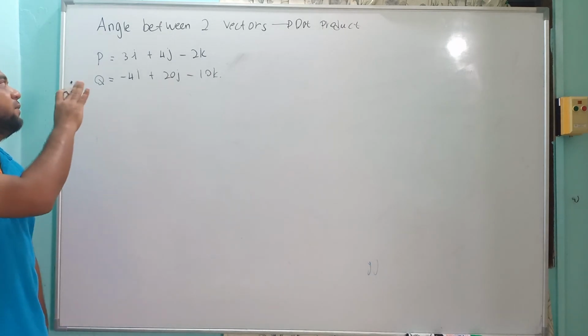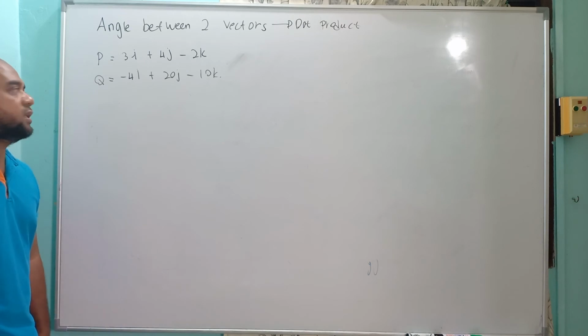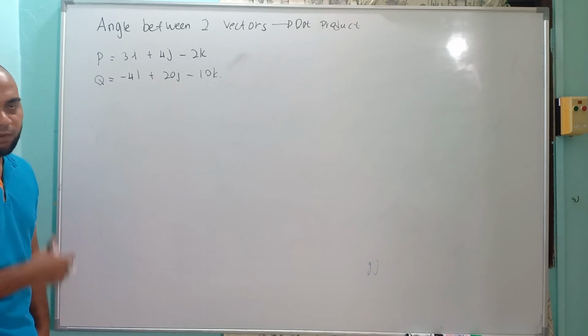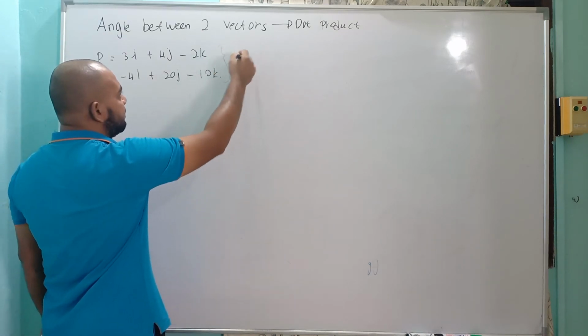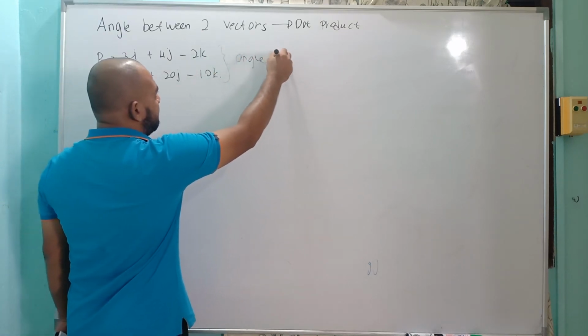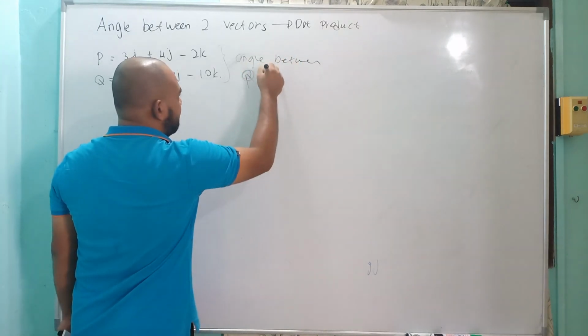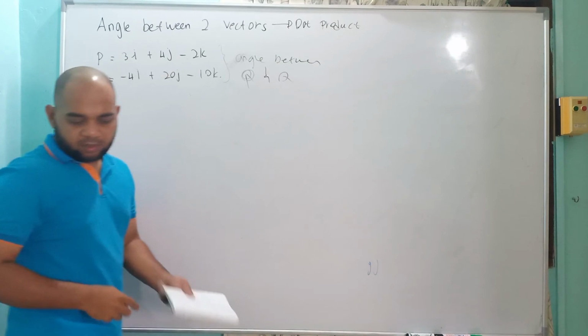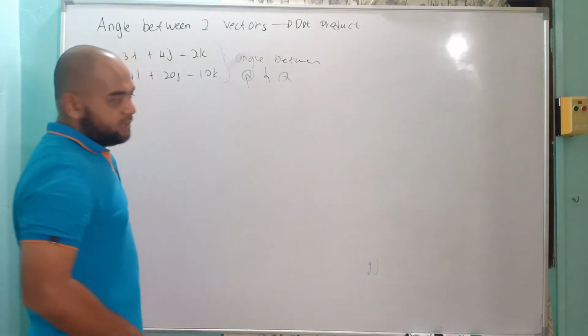For example, here we have the first one, P equal to 3i plus 4j minus 2k, Q equal to negative 4i plus 20j minus 10k. So we have all in 3 dimensions, ijk. The question asks us to find the angle between P and Q. Okay, the angle between these two vectors, P and Q.